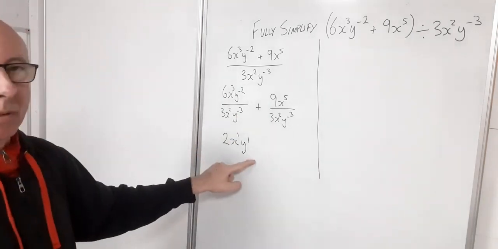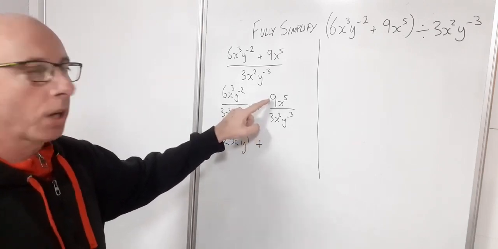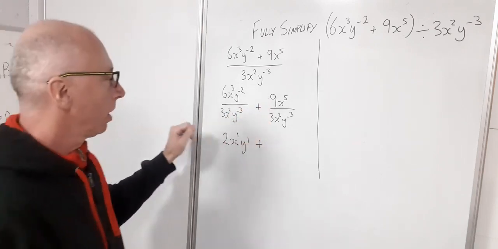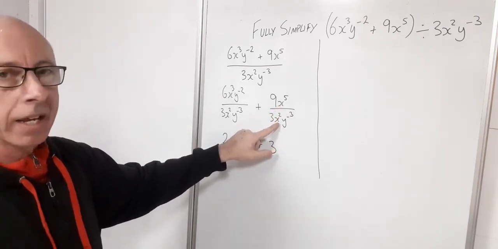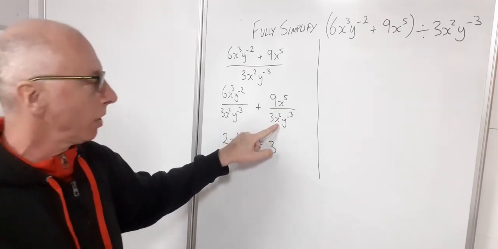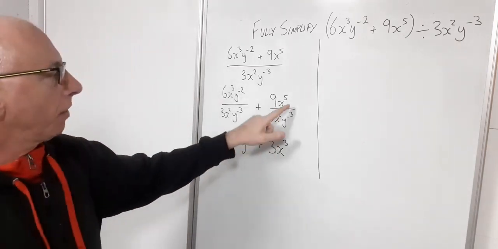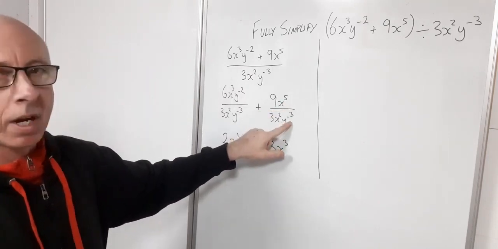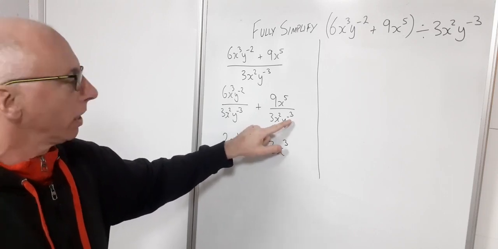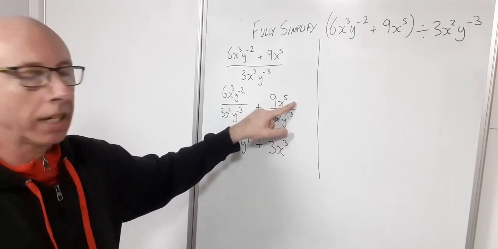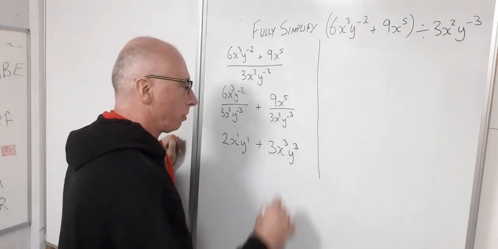Okay, so that's simplified. And then here I've got 9x to the 5. Well, my coefficient is a 9 here and a 3 here, so I've now got 3. X to the 5 and x squared: well, 5 minus 2 gives me 3, so that gives me x cubed. And I've got no y term, but a y to the minus 3. Now as I've got y to the minus 3, I can bring that up to the top and write that as y cubed. So that's going to give me y cubed.